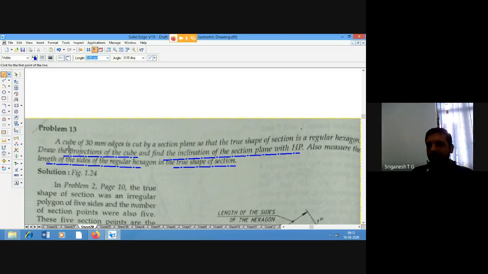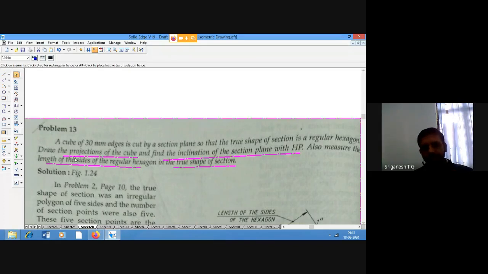So don't expect that always all the conditions will be given. Like the previous problem, they will only give how the solid should be placed and how the cutting plane is passed. No, that is one variety of problem. These problems are a different variety. Is that clear? Any doubts?